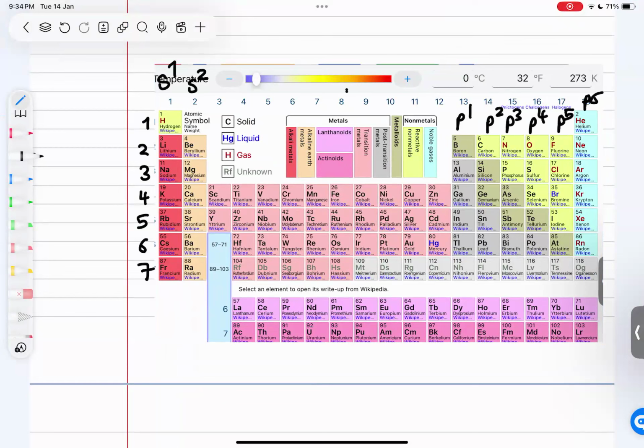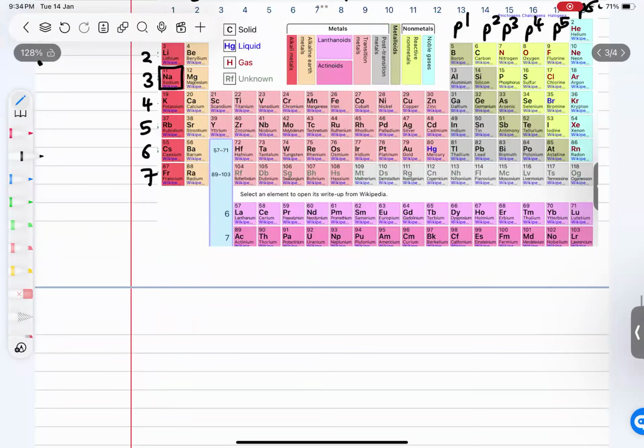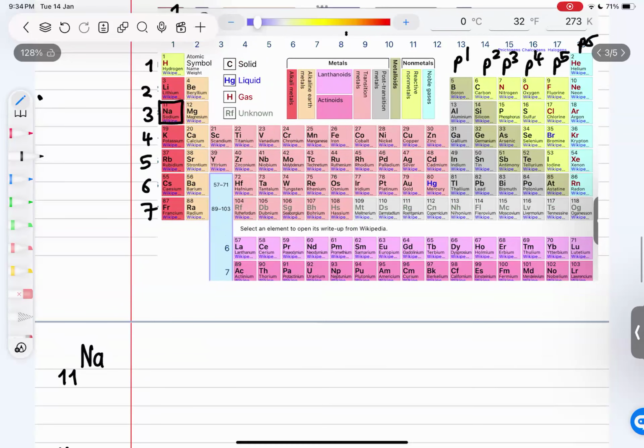Okay, so I am talking about sodium now. What should I do with the sodium? To write the same story. Sodium has 11 electrons, right? So let's go from the beginning. 1s2, 2s2, 2p6.